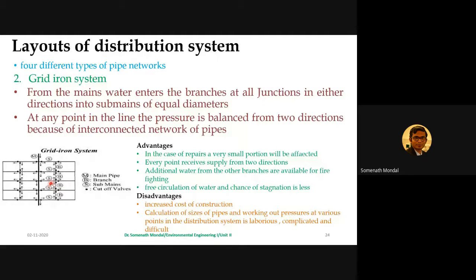Now, as far as disadvantages associated with the grid iron system are concerned, this system requires more length of pipelines and a larger number of sluice valves. So the initial cost of construction is increased. Basically, once you are using more valves and the length of pipeline is more, the construction cost increases, and the maintenance cost will also significantly increase.